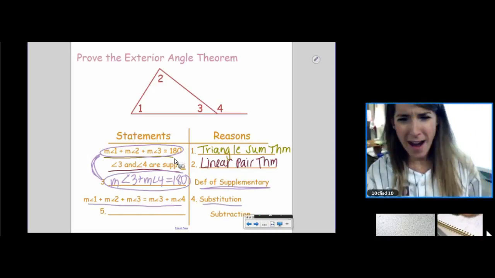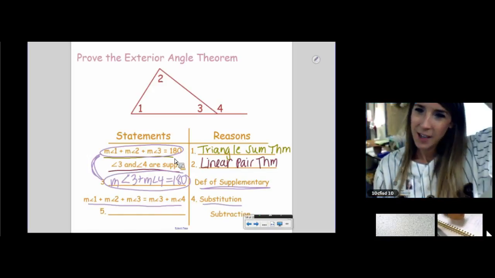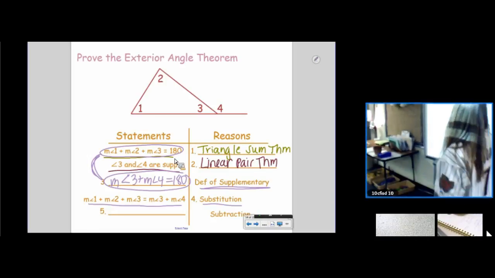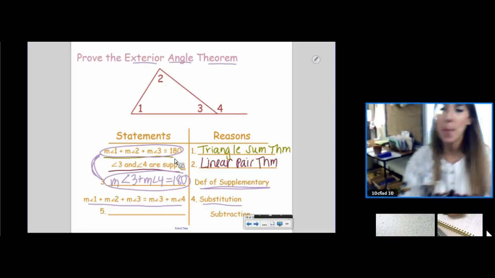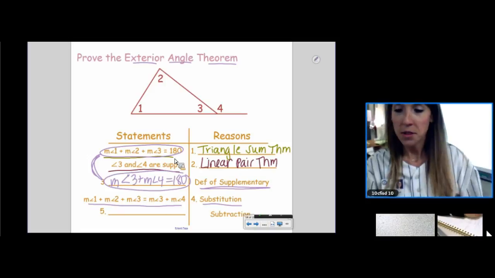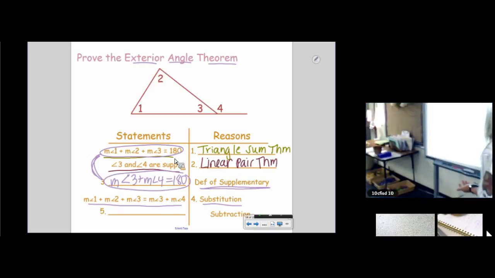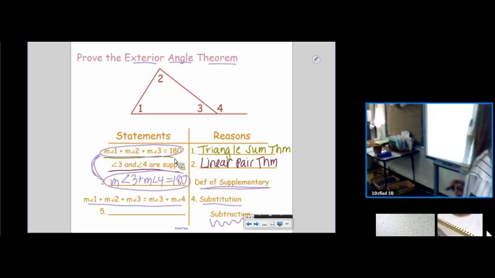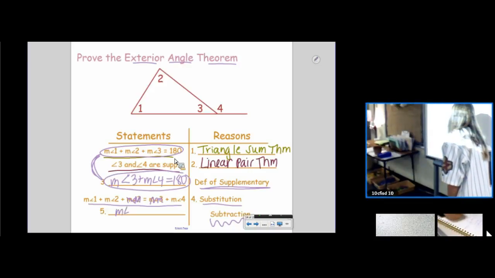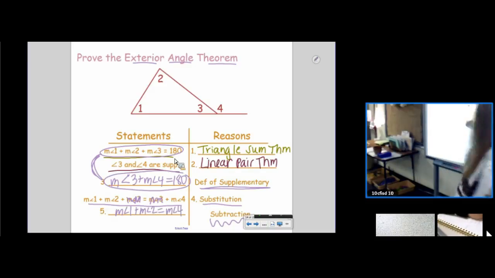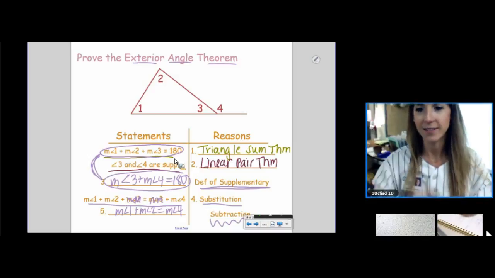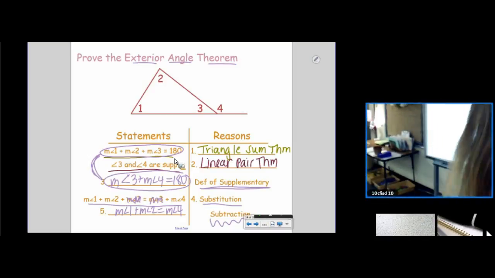And now what were we trying to prove in the first place? We were trying to prove the exterior angle theorem. So we better end up on the exterior angle theorem. So if we do a little bit of subtraction, if I subtract angle 3 from both sides, I have the exterior angle theorem. The measure of angle 1 plus the measure of angle 2 equals the measure of angle 4. Ta-da! Okay, let's do one more proof and then you're off the hook.